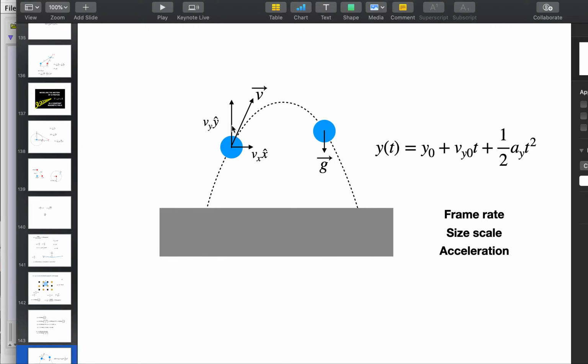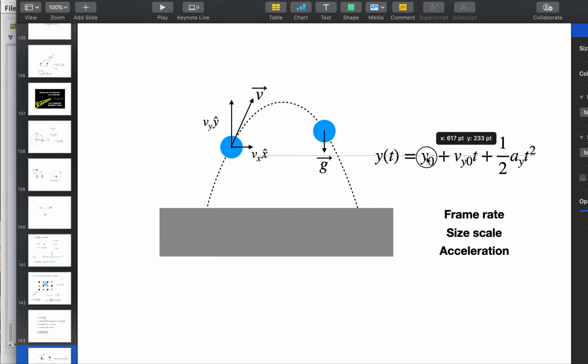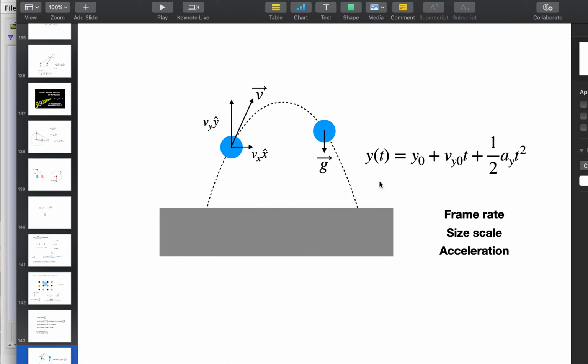If the object has a constant acceleration, then this equation would apply. This says that the position as a function of time depends on the initial position plus the initial velocity times time plus 1/2 times the acceleration times time squared. So if I fit the motion of this in the vertical direction, the position as a function of time, it should be a quadratic equation in time like this.